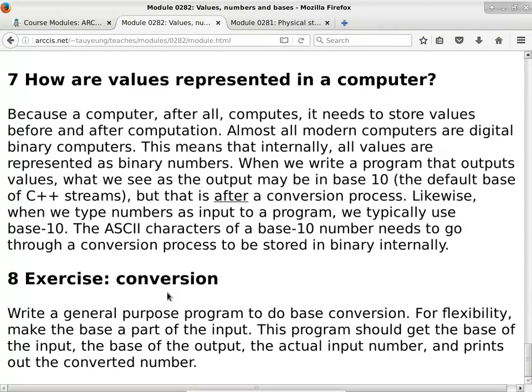The next question is, how are values represented in a computer? When you store something into an integer type in C and C++, how is it represented internally? It's in base 2. Everything is represented in base 2. But in C and C++, when you use cin into an integer, you type in base 10 numbers, right? So what's going on here? Cin is doing the base conversion for you. It converts what you type, which are digits in base 10, into the binary internal representation. There's an internal conversion process hidden from you when you use cin to read something into an integer type.